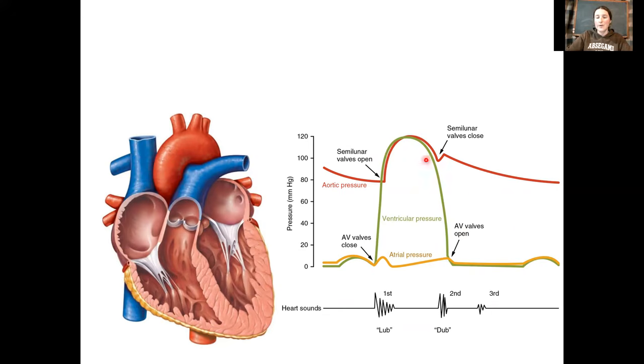I'm going to refer to this graph right here. It might seem big and clunky and intimidating, but I encourage you to spend some time with it. It really does help to put all of this stuff together, right? So the sounds, the pressures, what's happening with the valves, and so on and so forth.